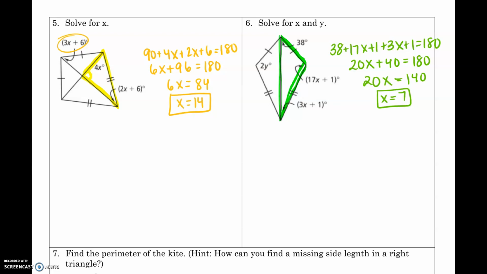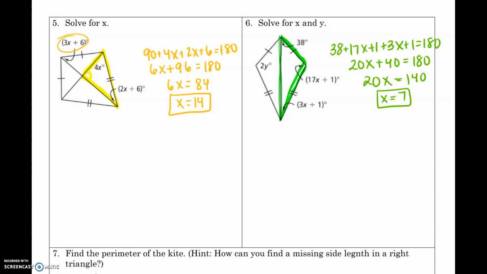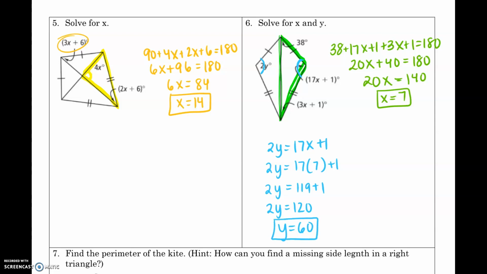Now I also know that opposite angles between non-congruent sides are congruent. So this blue angle here is going to be congruent to 2y. So I can say 2y is equal to 17x plus 1. I just solved for x, so I can plug that into my equation. 2y equals 17 times 7 plus 1. 2y equals 119 plus 1. So 2y equals 120. I'm going to divide by 2 on both sides, and y equals 60.